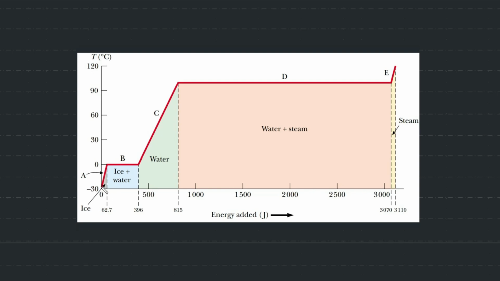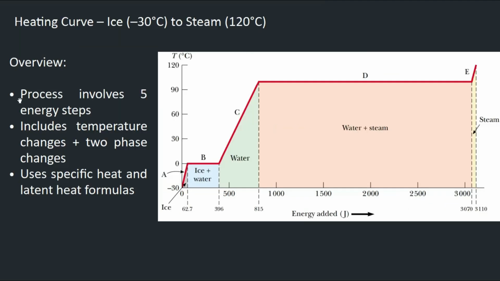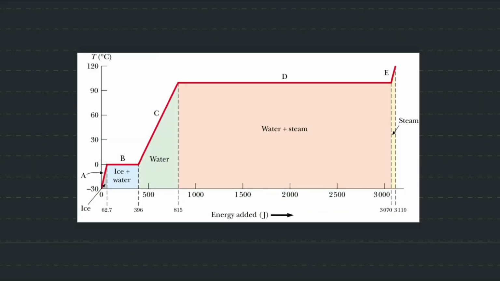So what's happening in the first part? Oh yeah, by the way, there are 5 steps. So overview, the process involves 5 energy steps. So 1, 2, 3, 4, 5. I think that's a very basic thing. It includes temperature change and phase change, right? So we have temperature change and phase change. So that's what I want you guys to analyze. Where is this temperature change and where is the phase change?